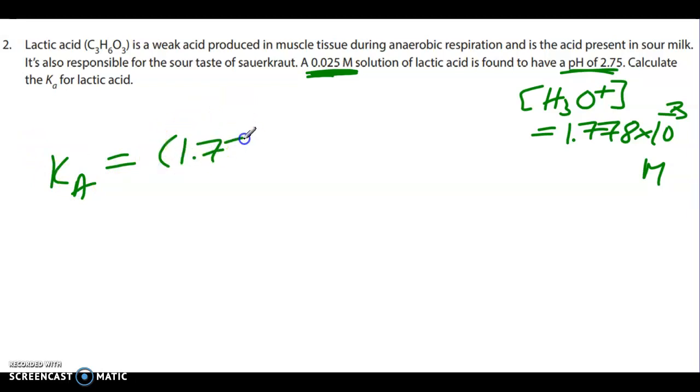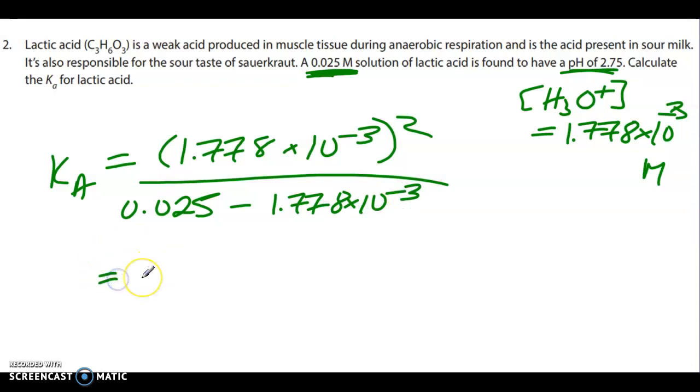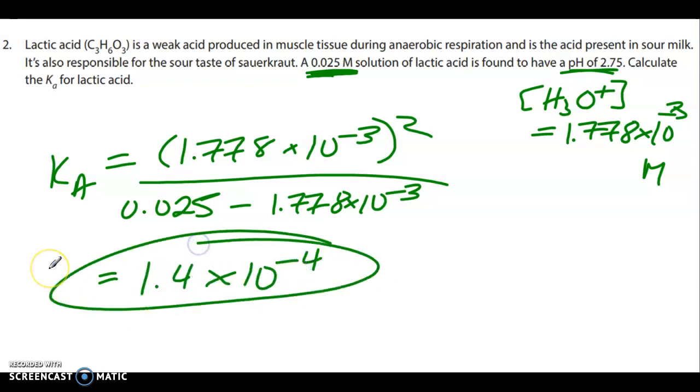So this is our X essentially, squared over our initial concentration minus our hydronium, or our X. So we should end up getting a value here of, we need 2 sig figs. So it's going to be 1.4 times 10 to the negative 4.